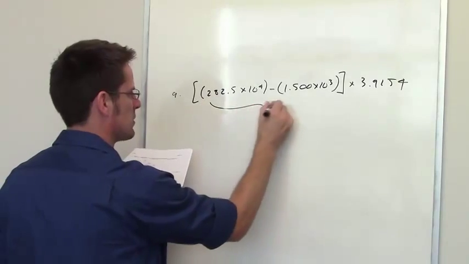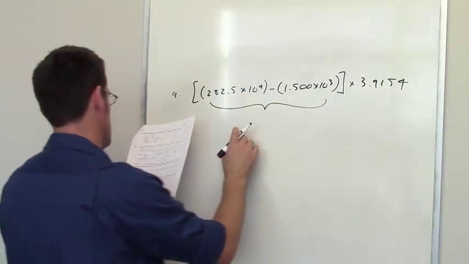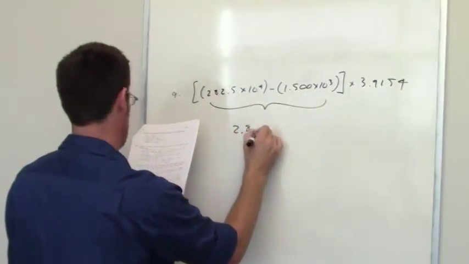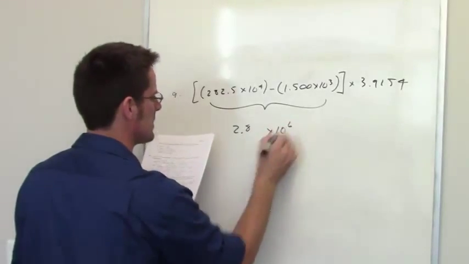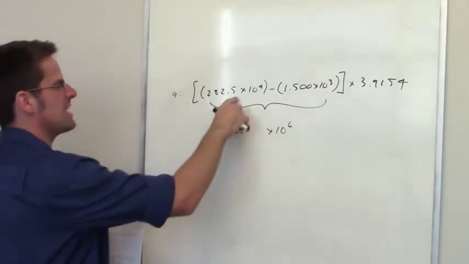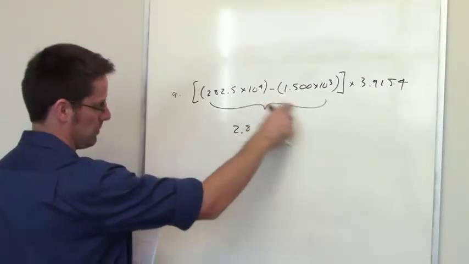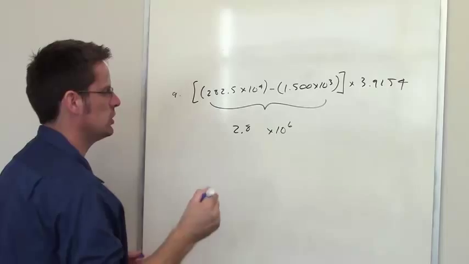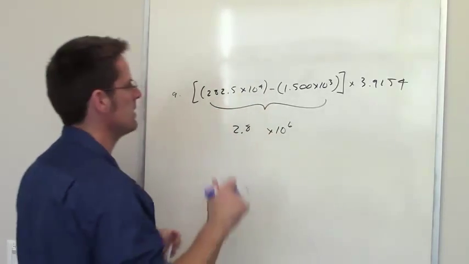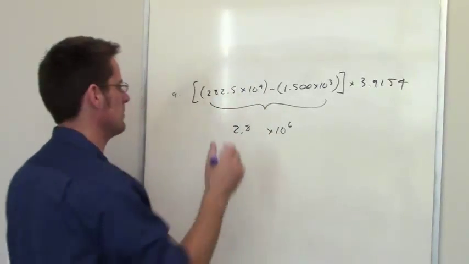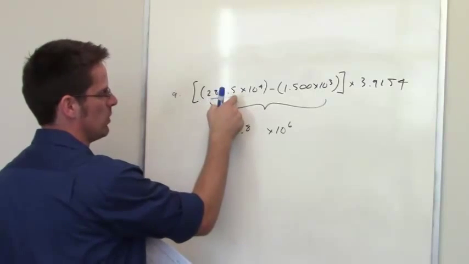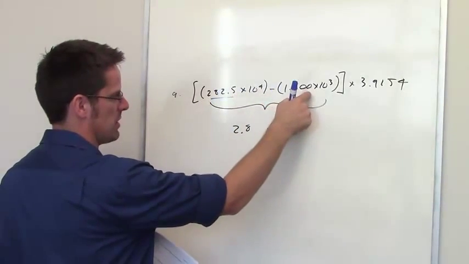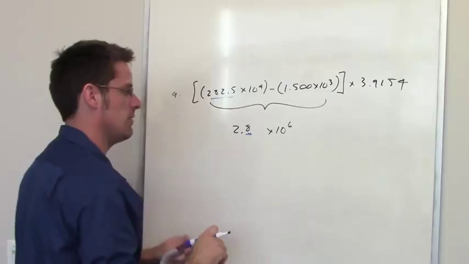Now the final answer that I end up getting here is like 2.8 something times 10 to the 6th. However, we have to remember that this is an addition or subtraction problem, which means that the answer should have no more decimals than whichever value had the smallest number of decimals. In this case, this value only goes out 1 decimal while this goes out 3. So my final answer should only have 1.